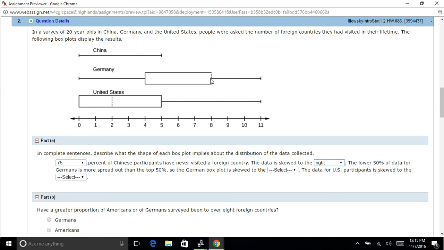Okay, the lower 50% of the data for the Germans is more spread out than the top 50%. And how do I know that? That middle line is my median. So the median is 50% of the data. So this is here to here, and this is here to here. So I'm going to say since 50% of my data is down here, that makes this skewed to the left.